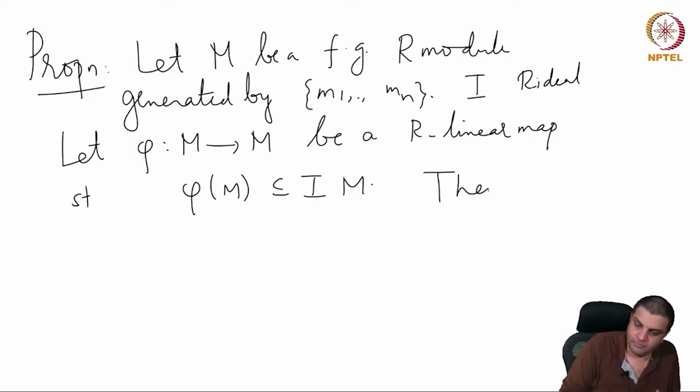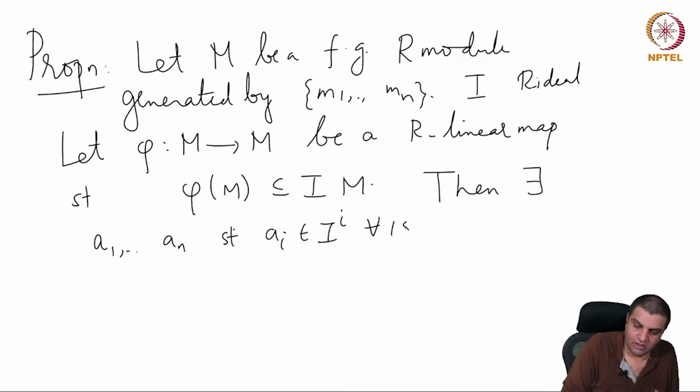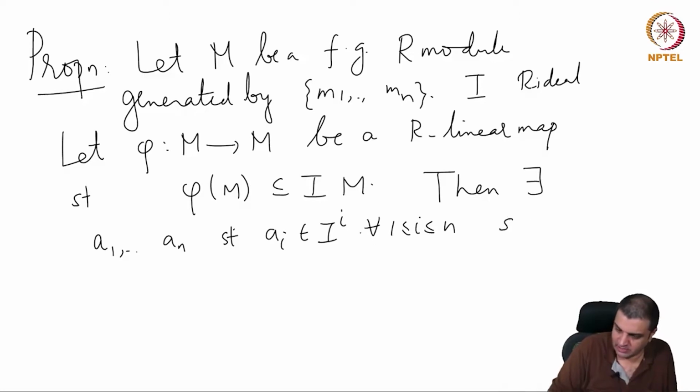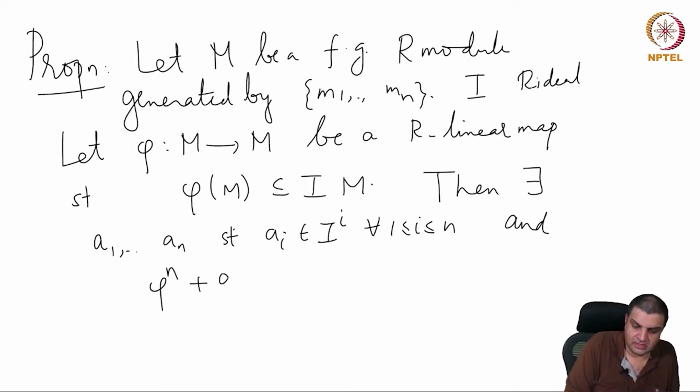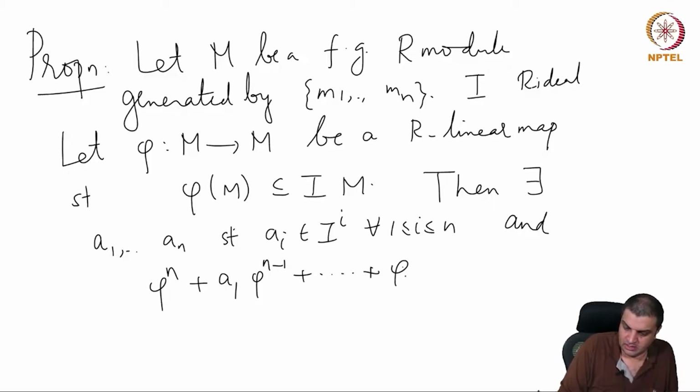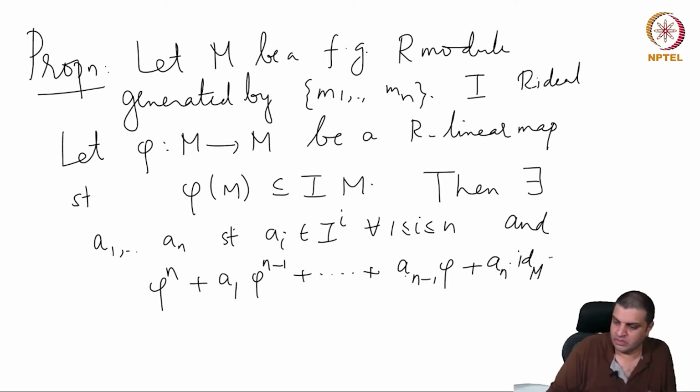Then there exist a1 through an such that ai is inside I to the i for all i, and phi to the n plus a1 phi to the n minus 1 plus and so on, plus an minus 1 phi plus an times the identity on M is 0.